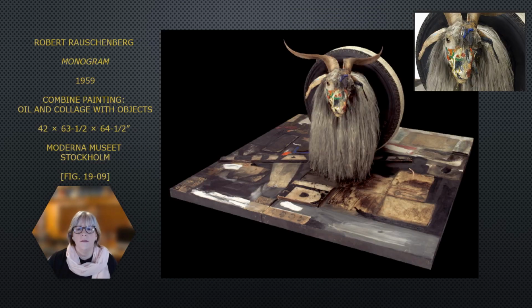This is another combine painting called Monogram. It is one of his most famous pieces. In the center we see a stuffed Angora goat with a tire on it. There is a collage covering the base on which it sits. It can also be interpreted as a painting placed horizontally on the floor. And then here in the upper right corner, you can see a better detail of the head of the Angora goat.